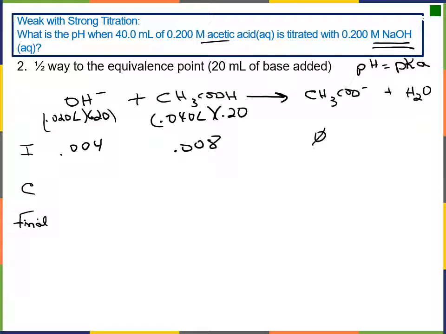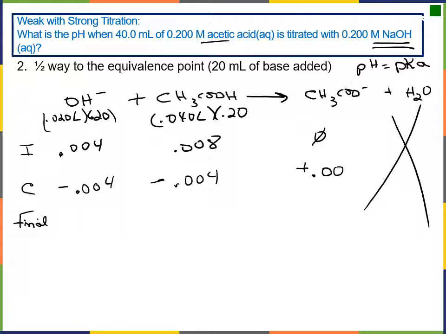This is 0, and this is going to be ignored. This is going to go down by the smaller of the two values because it's a limiting reagent. Minus 0.004, minus 0.004, and don't forget, add the 0.004 over here. We're going to make some acetate. So that at the end, I have no sodium hydroxide, I have 0.004 moles of the acetic acid, and I have 0.004 moles of the acetate.